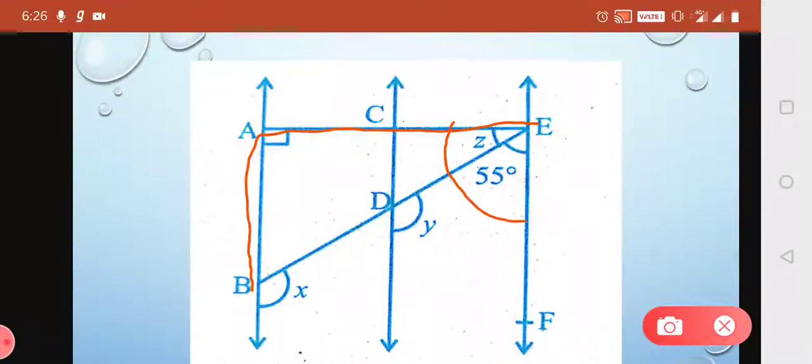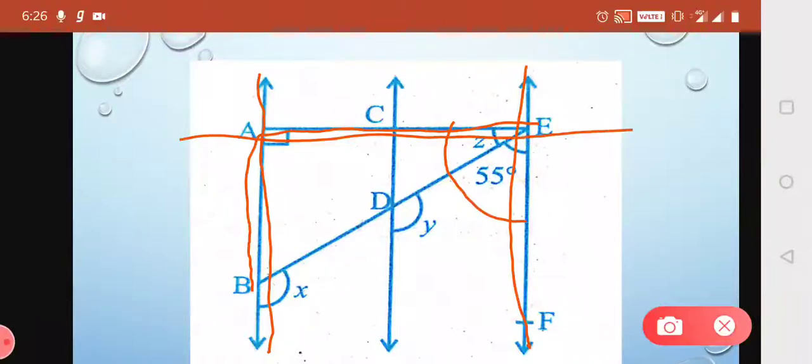Why? Because we take line AB parallel to line EF and taking AE as a transversal, we get these two angles as a pair of interior angles on the same side of the transversal. Therefore, we will write angle EAB plus angle FEA, that is these two angles, equal to 180 degrees.